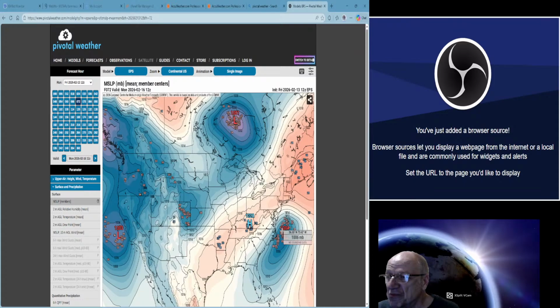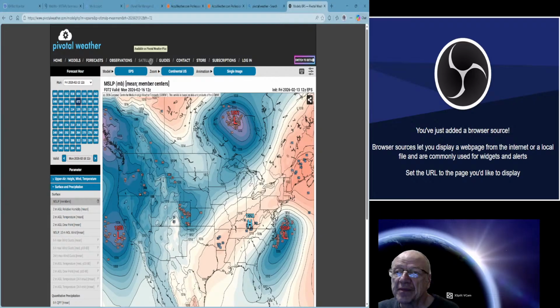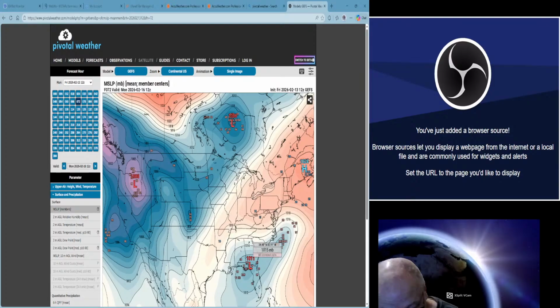Now we'll look at the GFS, and the GFS is more like the European was yesterday. It's more to the south. So the European is more to the north, but the GFS keeps it more to the south. So we've got to look at this.